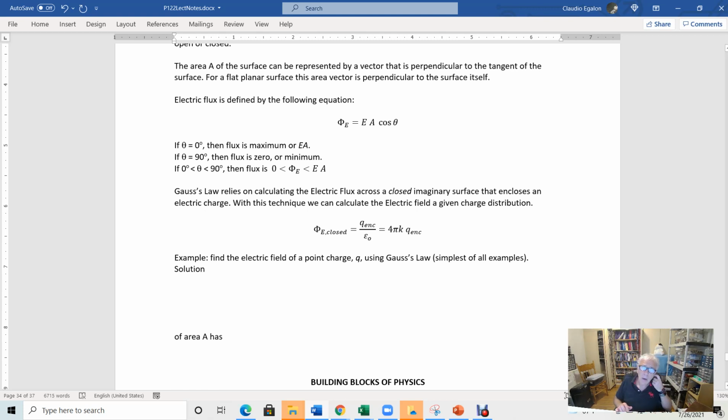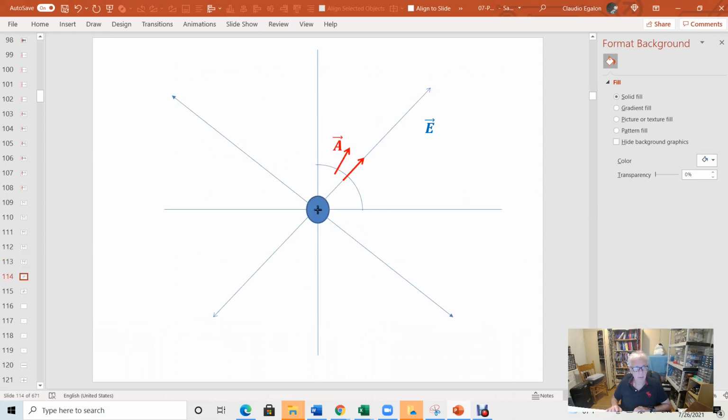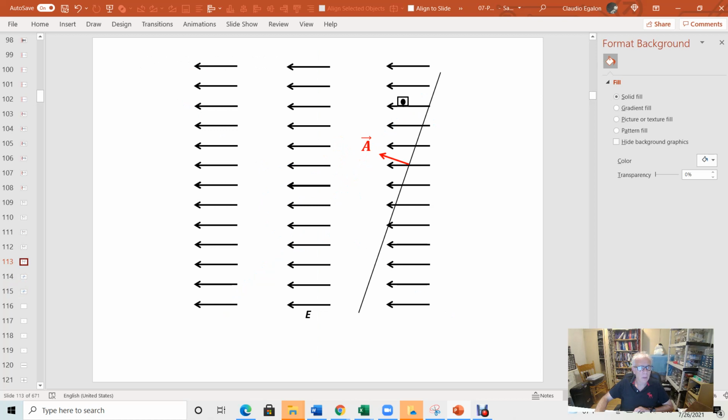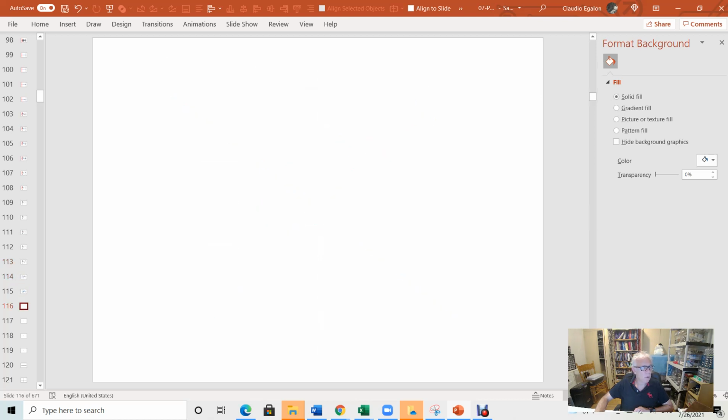Remember that in order to solve this type of problem, you can do it only for electric charge distributions that have a symmetry. So I'm going to show you how to solve that. Here you go. We have a point charge. We already know that we have electric fields that emanate from this positive electric charge. Remember that? You already know that.